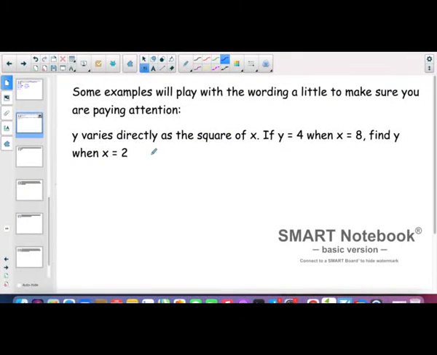So now let's get into some problems that are very similar, but they might play with the wording a little bit.